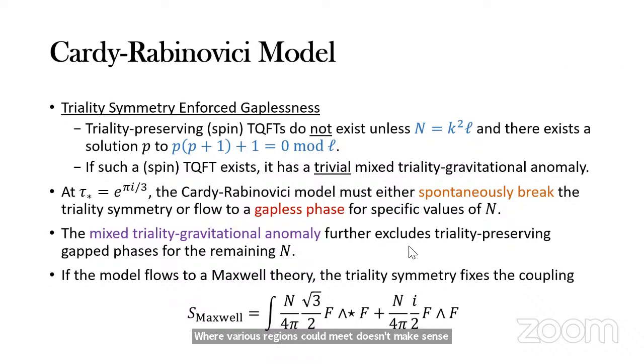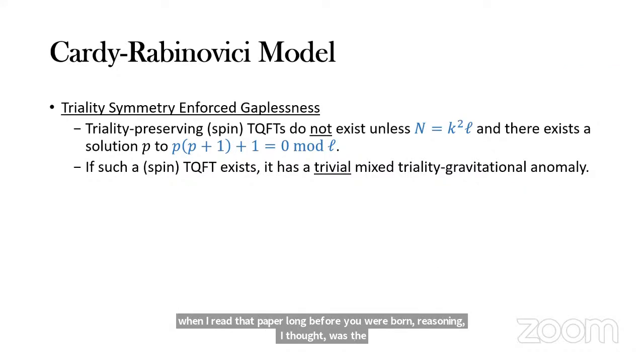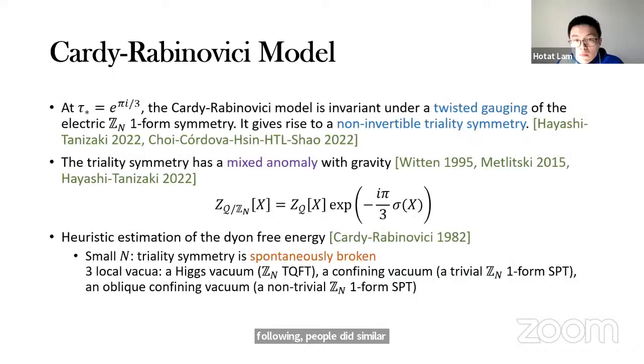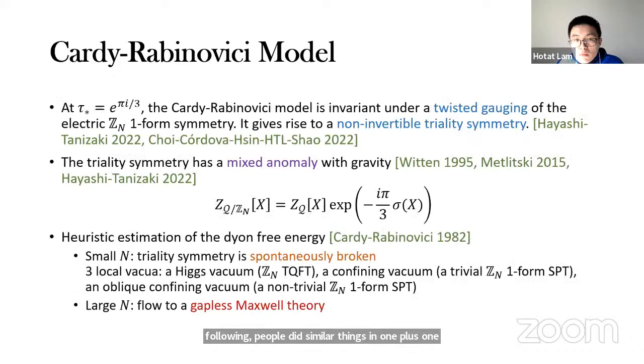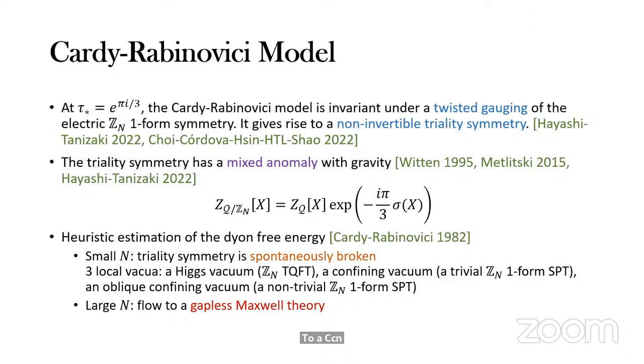Maybe I'm just too old-fashioned, but when I read that paper long before you were born, the reasoning I thought was the following. People did similar things in 1+1 dimensions. There was a ZN clock model in 1+1 dimensions, and you can dualize it and find that depending on n, it has 2 phases or 3 phases, etc. And there's a self-dual point, etc. All these things generalize what we know about Ising.